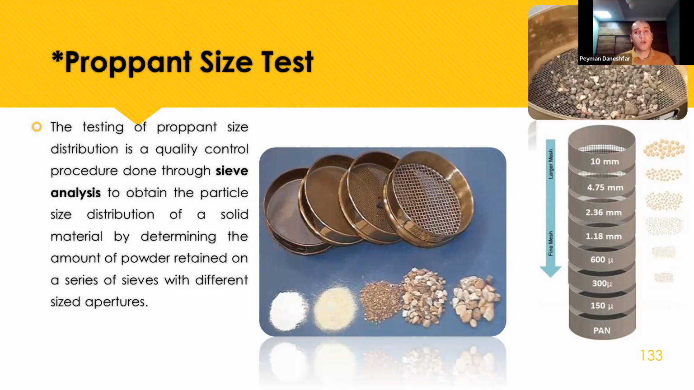So the testing of proppant size distribution is a quality control procedure done through a sieve analysis to obtain the particle size distribution of a solid material by determining the amount of powder retained on a series of sieves with different size apertures.